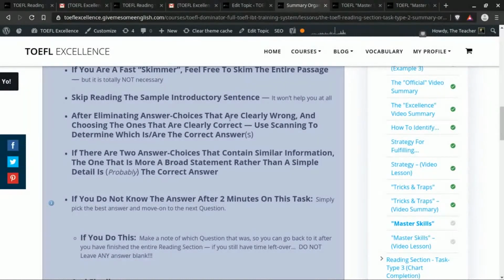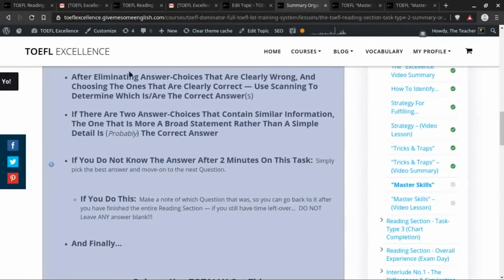So skip reading the sample introductory sentence. We talked about this before. It's not going to help you at all. So not reading it is going to save you some time. That's an actual master skill right there.